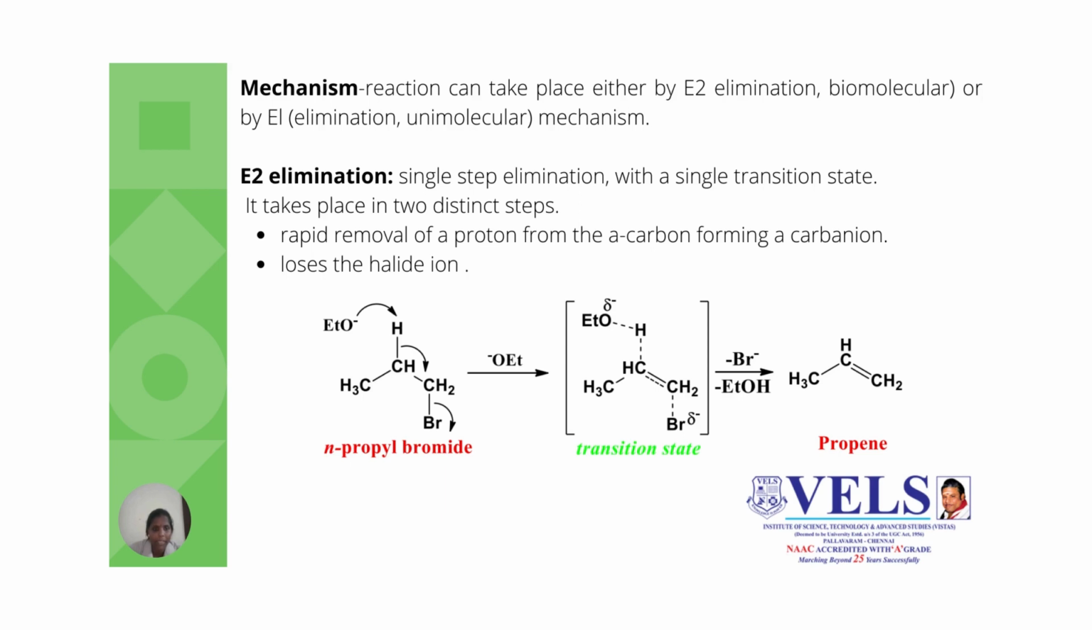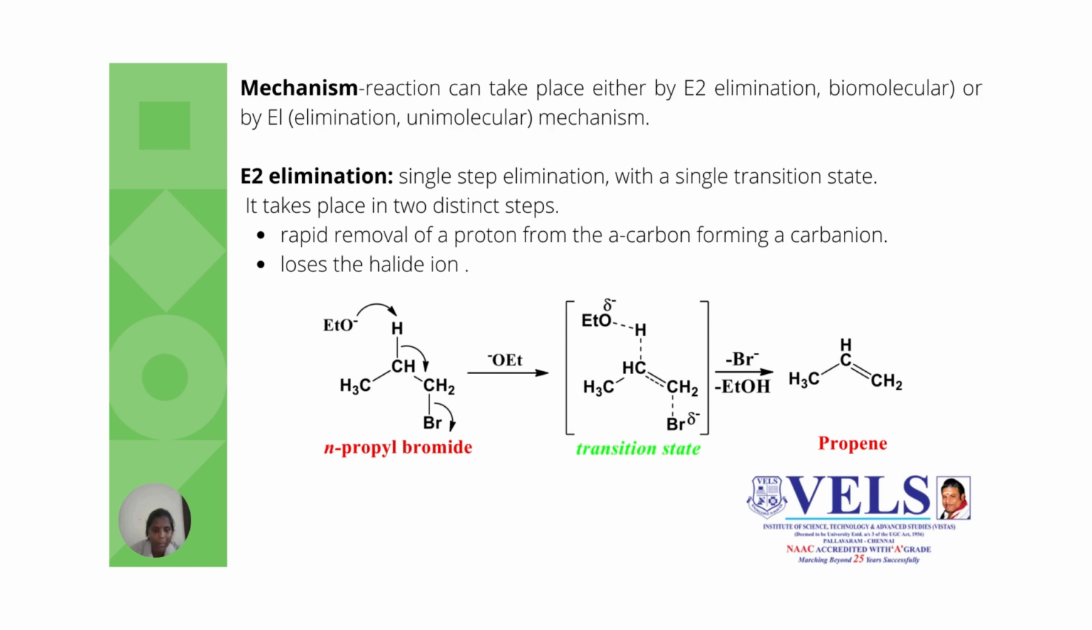Here we are taking n-propyl bromide. There is a loss of a proton from the CH2 group. It reacts with the C2H5O minus ion and is liberated as C2H5OH. To balance this, the bond shifts and a double bond is formed, and then the bond to the halogen group breaks and it is removed.